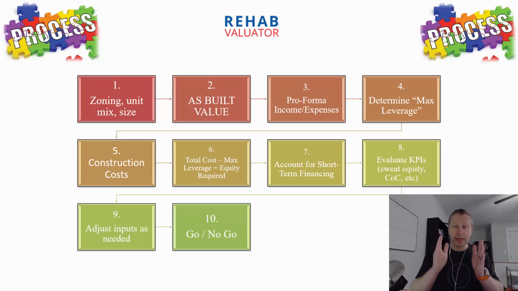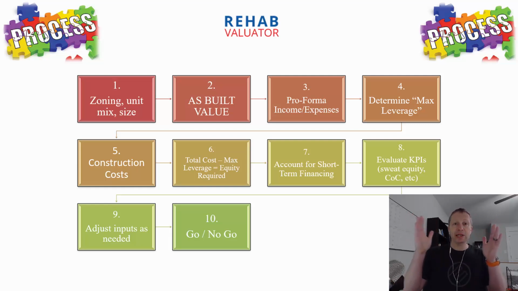Step two, now that you know what you're going to build, what's the value when it's built? Step three, you build what's called pro forma income and expenses to determine when this thing is built and leased, this is how much income it's going to have, this is what the expenses will look like. Step four, now that you know the income, you can back into the maximum monthly payment that that income can support. And from that, you can back into how much debt the deal can support. And I'm going to show you a detailed example in a minute and run you through all the numbers.